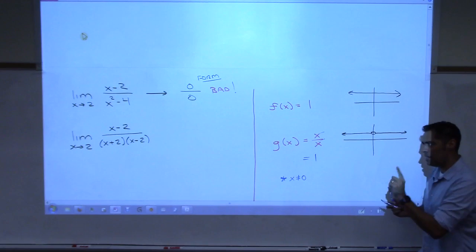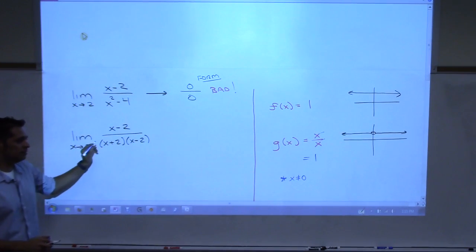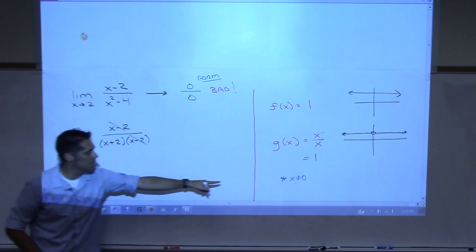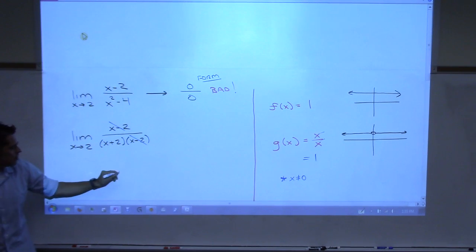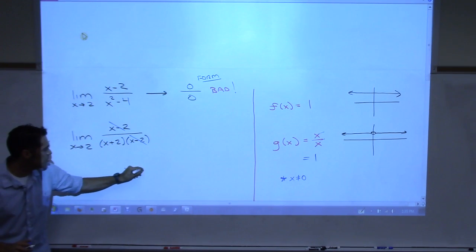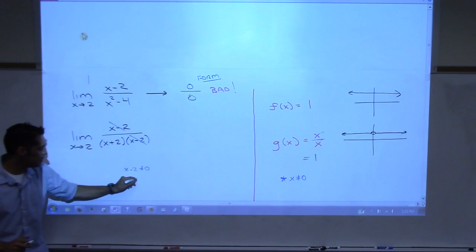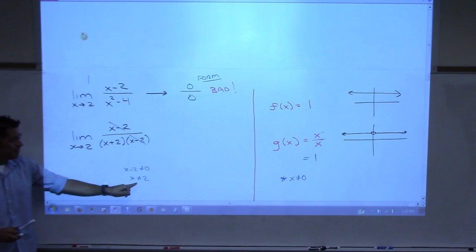So, back to this. You want me to cancel x minus 2, right? I'm okay with that as long as you promise me that neither one of these factors will be zero. That means you need to promise me that x minus 2 will not be 0. Move the negative over. That means you have to promise me that x cannot be 2. Can you promise me x cannot be 2?